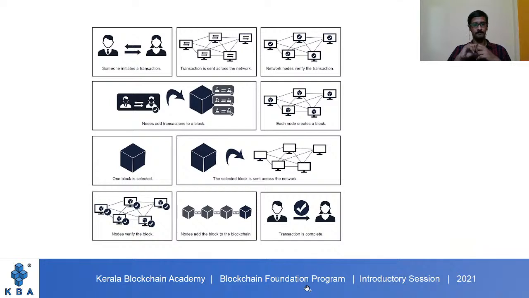Next, all the nodes in the network verify the block that is received from the winner node. They verify it is the valid winner node. They verify the validity of each transaction that is stored in that block, and they do it independently. Once they independently verify the block, the next step is to add the block to the blockchain. Each node will independently add the block to their version of the blockchain, and finally, after this process, the transaction is complete, and the transaction from Bob to Alice has taken place. So this is how a transaction takes place in a typical blockchain network like a Bitcoin network.